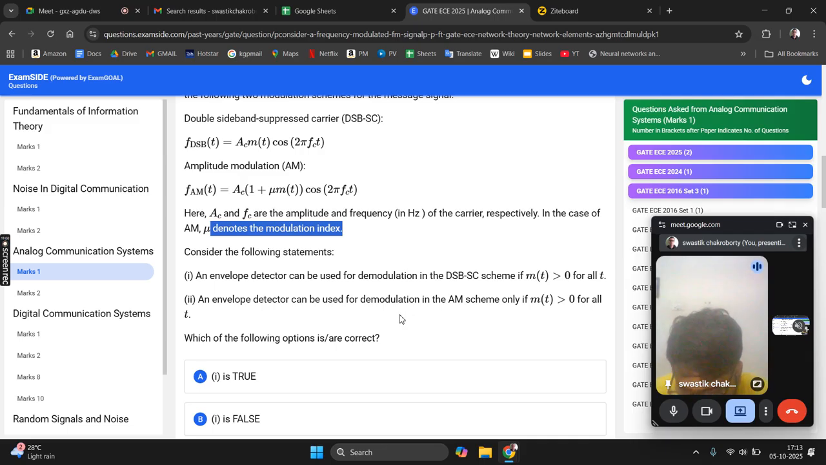So there basically you have to choose between: only DSB-SC demodulation that the envelope detector can detect, only AM, and another is the envelope detector can detect both AM and DSB-SC.